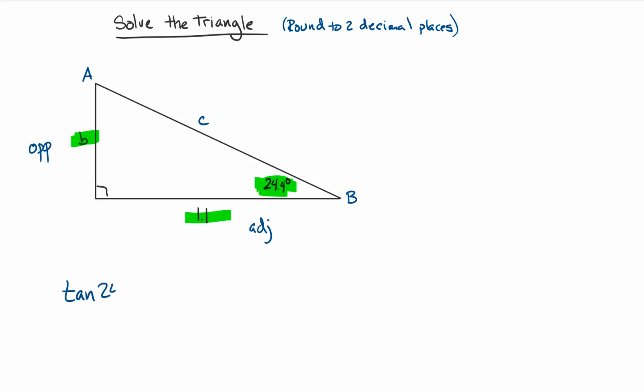Tangent of 24.4 degrees is equal to our opposite, which is B, over the adjacent, 1.1. Well, let's just multiply the 1.1 over to the other side. It is equal to B. Well, let's punch that in: 1.1 times tangent of 24.4 degrees.